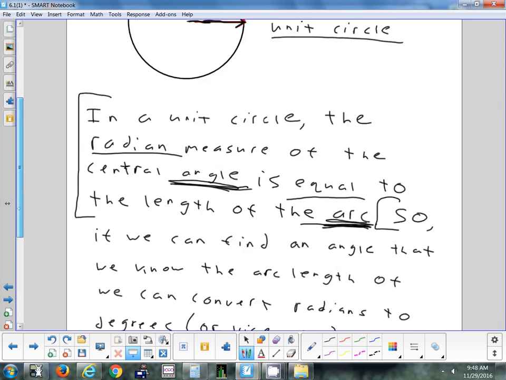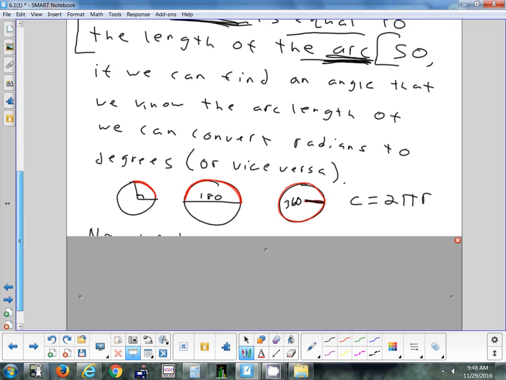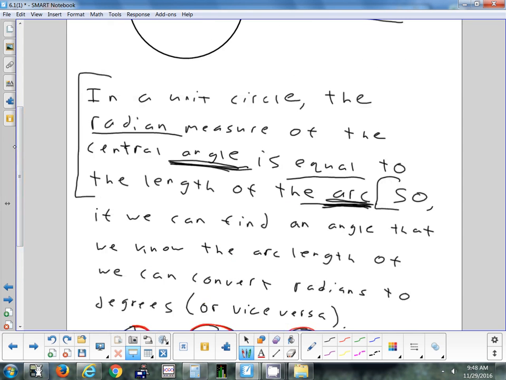C equals pi r squared. That's area, but close. That is for a circle. The circumference is 2 pi r. Now again, if you can tell me the size of the circumference, that number is exactly the same as the size of the angle. It's equal to the angle in radians, because of that statement I just told you.